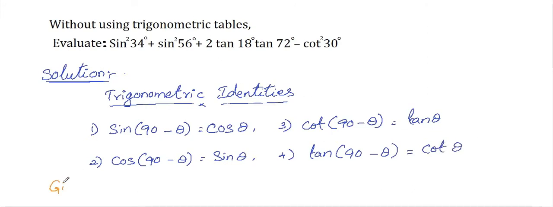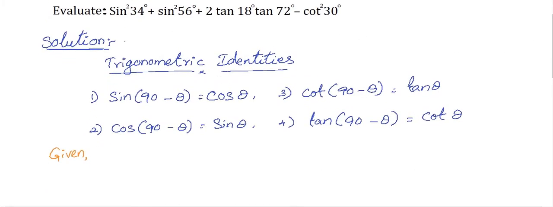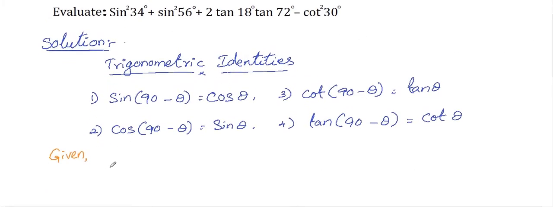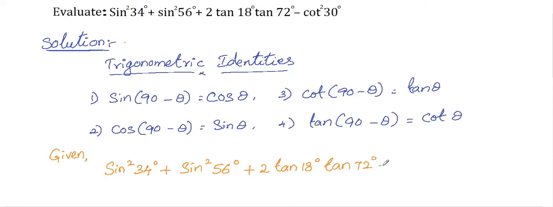Okay. So write down the given expression again, which is sine square 34 plus sine square of 56 plus 2 tan 18 into tan 72 minus cot square 30.